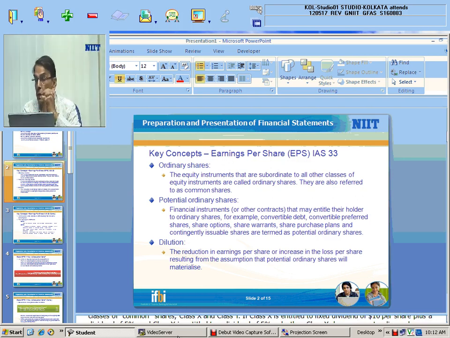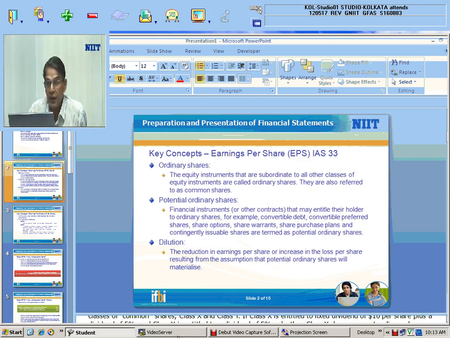Then another concept is potential ordinary shares. Financial instruments or other contracts that may entitle their holder to ordinary shares. For example, convertible debt, convertible preferred shares, share options, share warrants, share purchase plans, and contingently issuable shares are termed as potential ordinary shares. They are not yet shares. They are financial instruments or contracts which may entitle their holder to issuance of ordinary shares. Like a convertible debenture holder may be entitled to issuance of ordinary shares when the conversion takes place on a future date. Convertible preferred shares, share options or share warrants entitle the holder of the options or the holder of the warrant to get shares issued in their name on a future date when the options or the warrants are exercised.